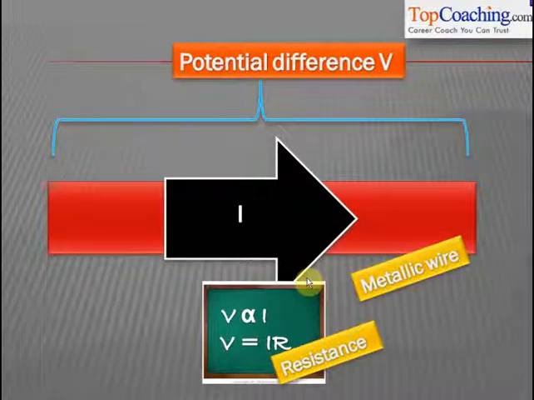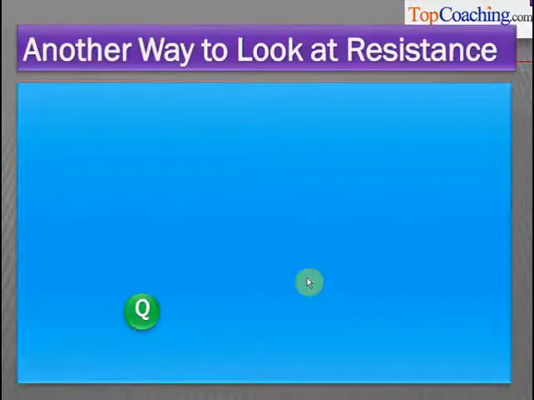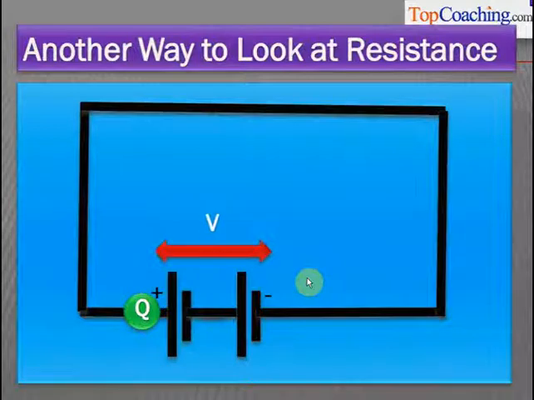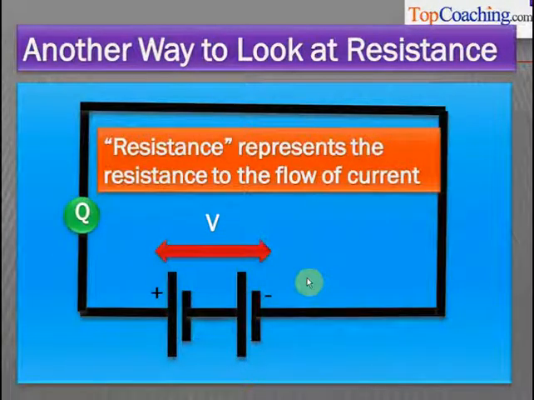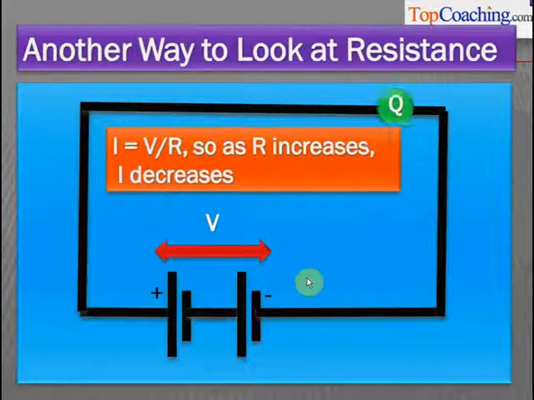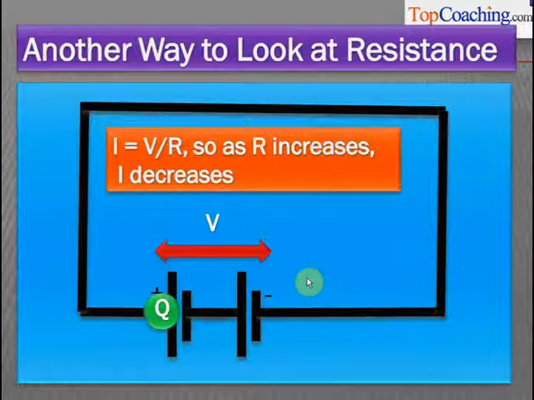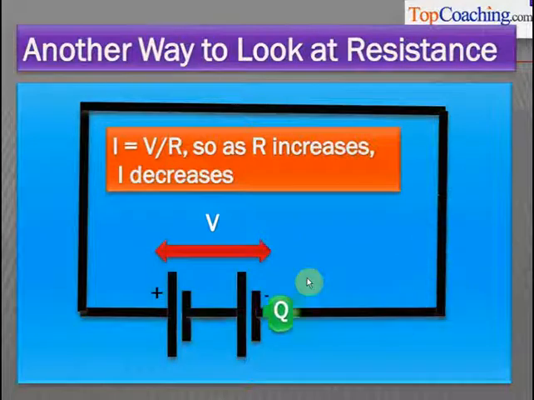This resistance here is actually more than just a proportionality constant. It actually represents the resistance to the flow of current. Understood? If there is very less resistance, then a lot of current will flow. And if there is very high resistance, very less current will flow through the wire. So you can see that in this circuit, there's hardly any resistance. So the charge is flowing at a very fast rate. Resistance represents the resistance to the flow of current. As resistance increases, current decreases, isn't it? Because V equal to IR, so I is V by R. So as resistance keeps on increasing, the current in a circuit keeps on decreasing.